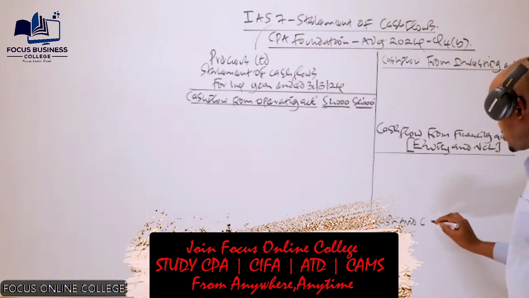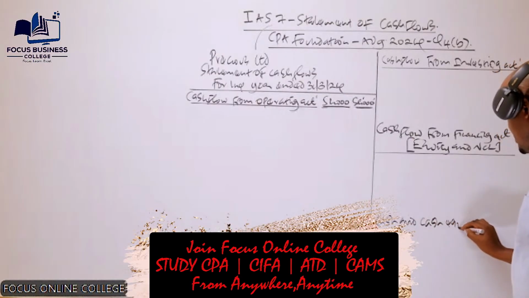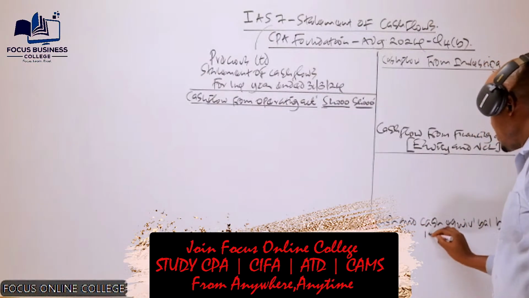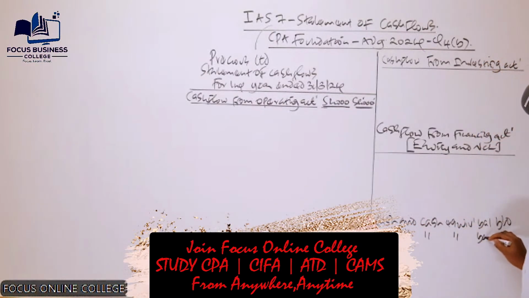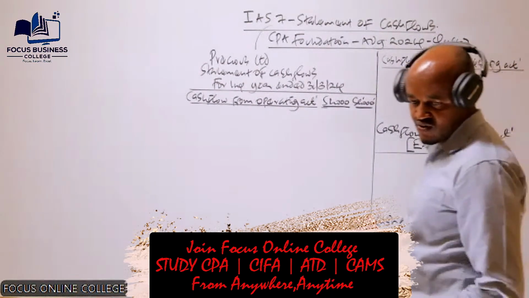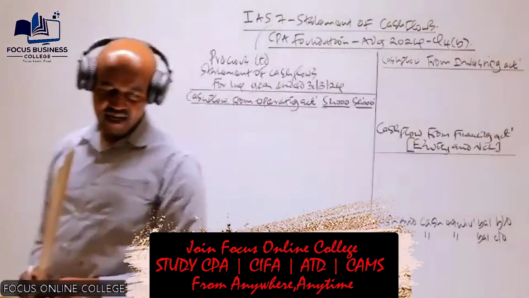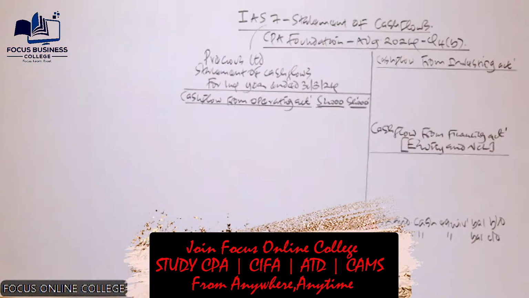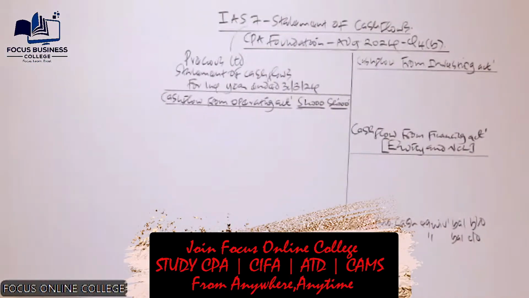This is cash and cash equivalent, balance brought down, and also we record the cash and cash equivalent, balance carried down. That's the first thing you need to have anytime you come across this particular question for cash flow.